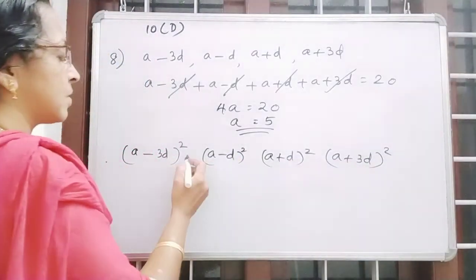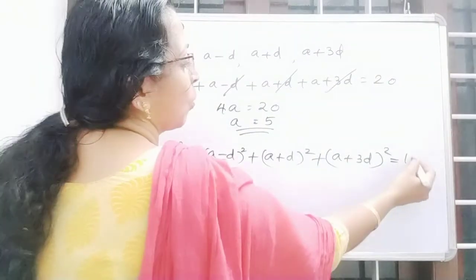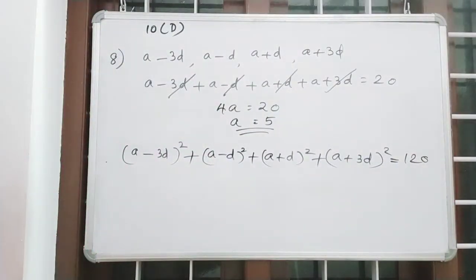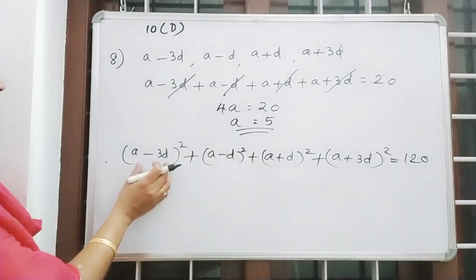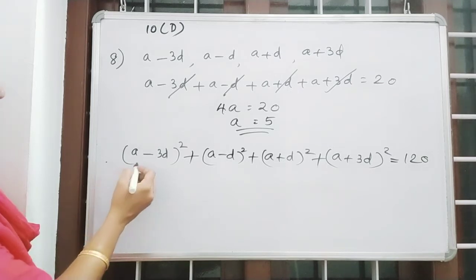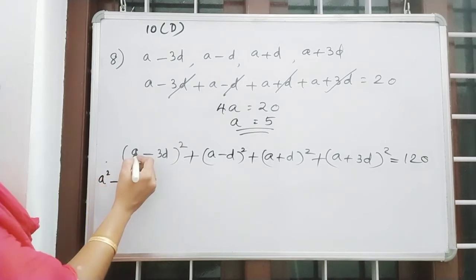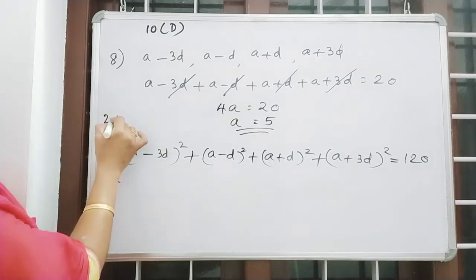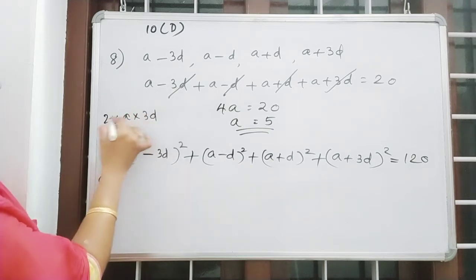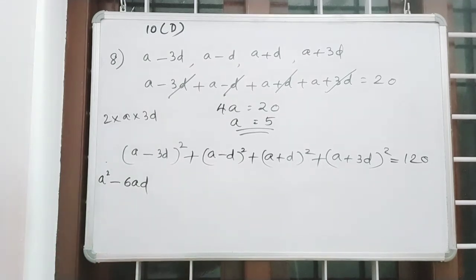So we write A minus 3D the whole square, then A minus D the whole square, then A plus D the whole square, then A plus 3D the whole square. The sum of these squares is given as 120. A minus 3D is in the form of A minus B whole square, so A square minus 2AB plus B square. So A square minus 2 into A into 3D, 2 into 3 is 6, so 6AD. You can do that in the working column if needed, or directly write it.